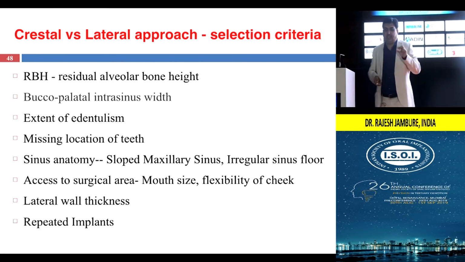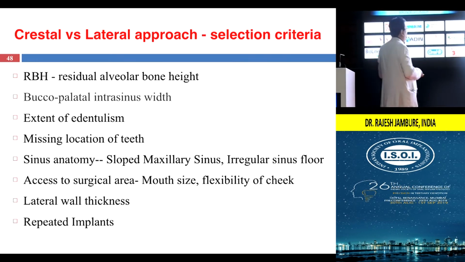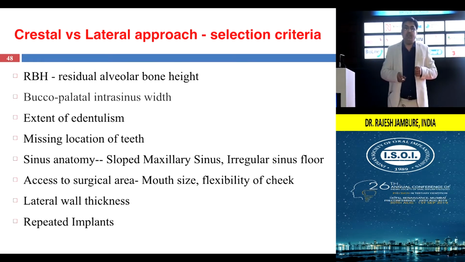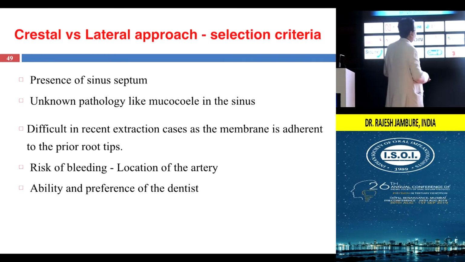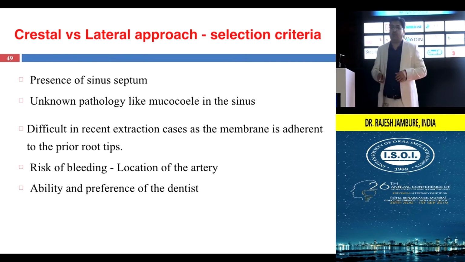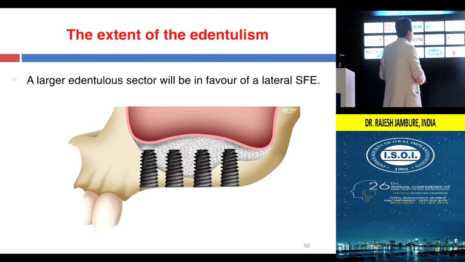Lateral wall thickness. Thickness of the wall again matters, that differs, and you can choose the technique accordingly. Repeated implant procedures. Even in repeated implant procedures, it's recommended that you go with the lateral approach rather than the Crestal approach. Some of the other things like some pathologies or septum in the sinuses, and again some recent extraction cases, we are going to see about all these things, risk of bleeding, and most important, the last thing is the ability and the preference of the dentist.